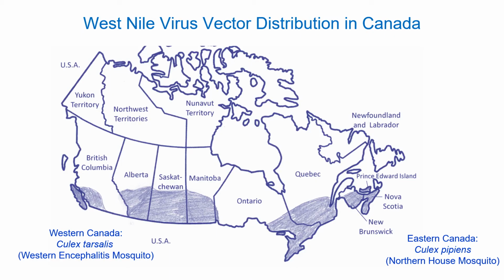So where is West Nile virus found in Canada? Pretty much all 10 provinces. If you take a look in the east, there's actually one mosquito known, a Culex mosquito known as the northern house mosquito, that is transmitted in the east. And in the west, we have a mosquito called the western encephalitis mosquito that is doing most of the transmission.